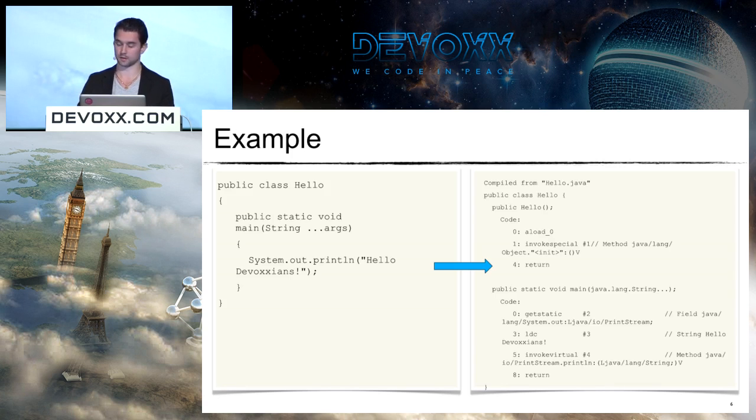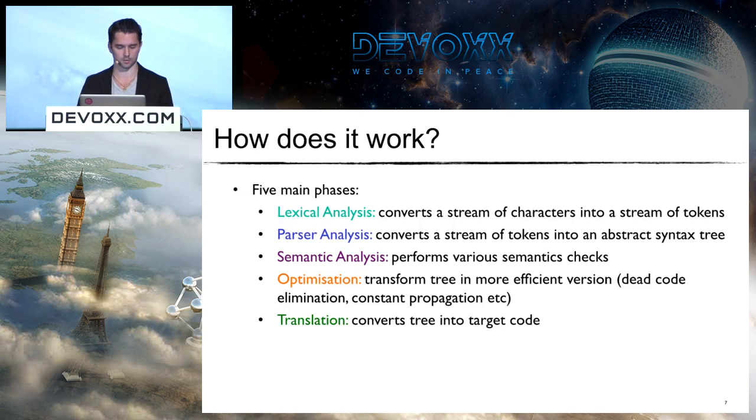Here's a very simple example. You take a Java class, and the Java compiler will output Java bytecode. This is how it looks for a simple Hello World example. So how does it work? Well, there are 5 phases in the compiler. There's the lexical analysis, the parser analysis, semantic analysis, then it may or may not do some kind of optimization, and finally, it will translate it to the target form.